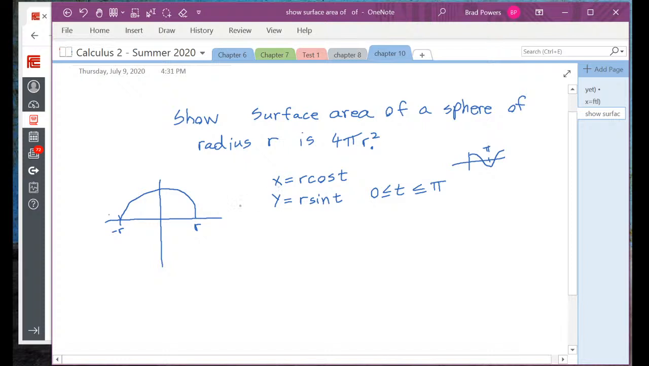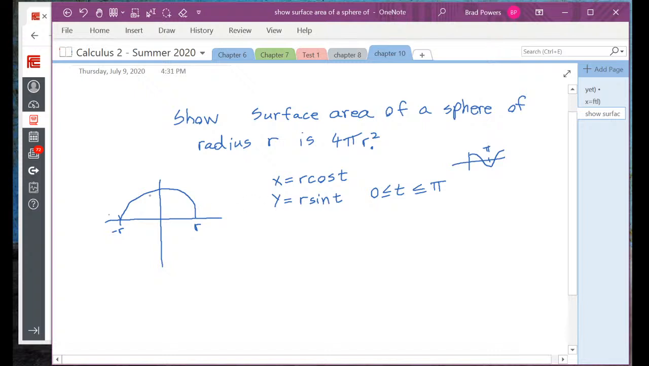So let's see. My x values should go from negative r to r, and x is the cosine. If we plug in 0, cosine of 0 is 1, times r is r, bam, we're here. Cosine of pi over 2 is 0, r times 0 is 0, so we're scooting back this way. Now cosine of pi is negative 1, and negative 1 times r is negative r. So we're moving this way.